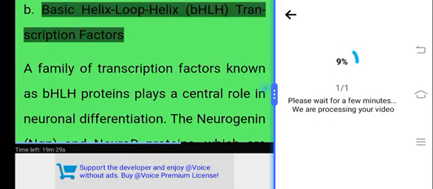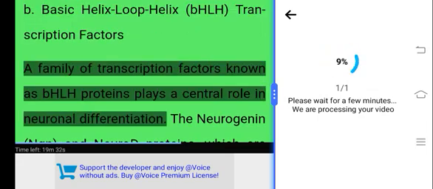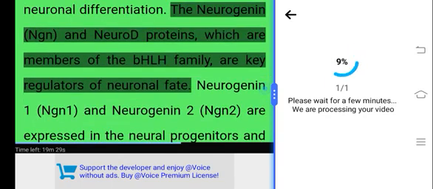B. Basic helix-loop-helix (bHLH) transcription factors. A family of transcription factors known as bHLH proteins plays a central role in neuronal differentiation. The neurogenin (NGN) and NeuroD proteins, which are members of the bHLH family, are key regulators of neuronal fate.